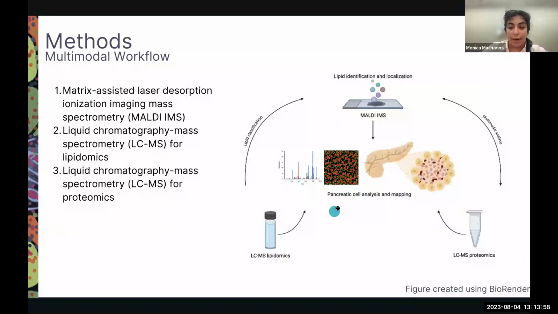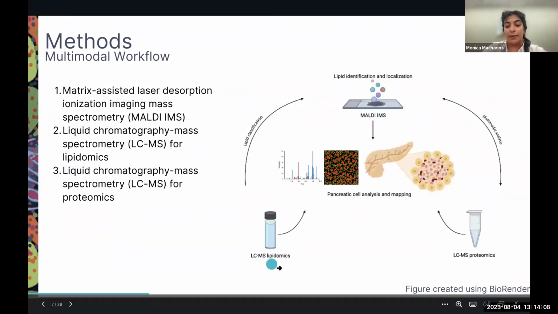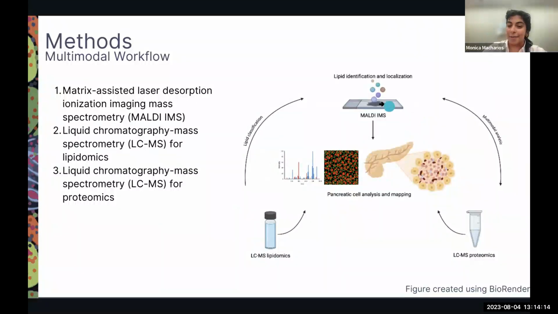So if our goal is pancreatic cell analysis and mapping, then we can use MALDI-IMS to view our analytes in a spatial manner. And then we use LCMS for lipidomics in order to inform us on our identifications, so we know what we're looking at in our MALDI images. And then LCMS proteomics exists as a supplementary mode to compare another analyte, which would be proteins.